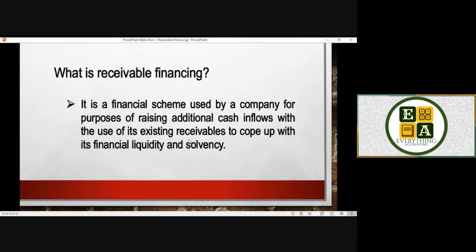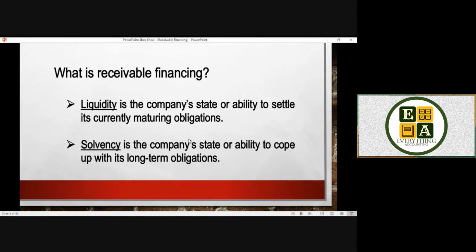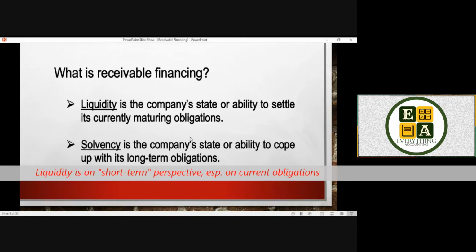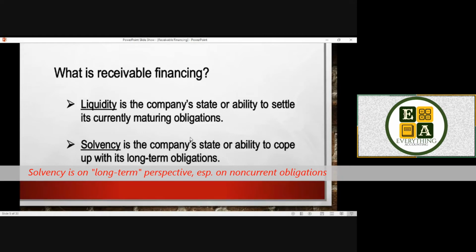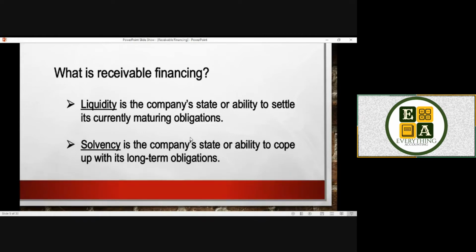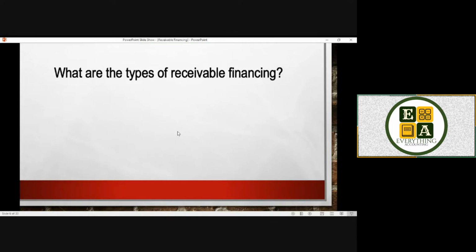What is financial liquidity? What is solvency? Liquidity is the company's state or ability to settle its currently maturing obligations, while solvency is the company's state or ability to cope up with its long-term obligations. Both are actually referring to the company's ability to cope up with all of its obligations. The difference between the two is that liquidity is on short-term or short-run obligations, while solvency is on the long-term or long-run obligations. What are the types of receivable financing?